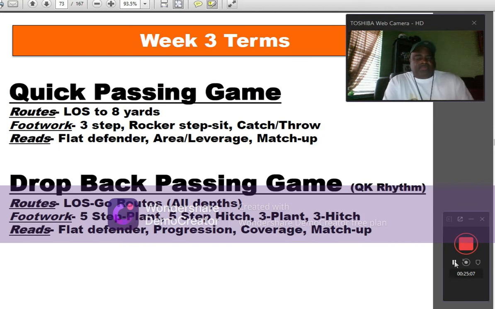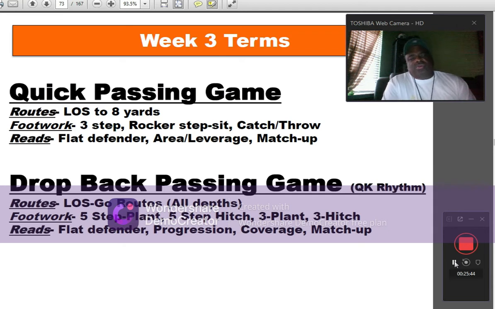See, as a defensive coordinator, you have to teach your defense certain things about the offense. They have to know routes. They have to know the line of scrimmage to 8 yards. These are quick routes: 3-step rockers, step, sit, catch, throw, flat defender, area of leverage matchup. Because if he just grabs and rips, that means your defense should be coming. On a 1-step pass, you need to forget what you're doing and fly up to the ball.